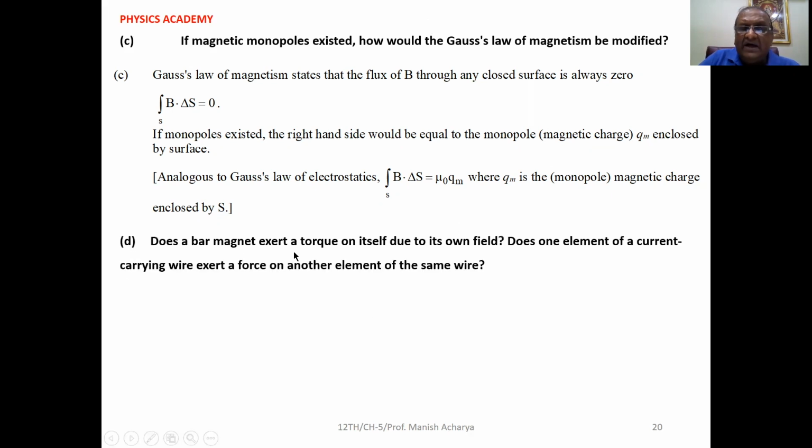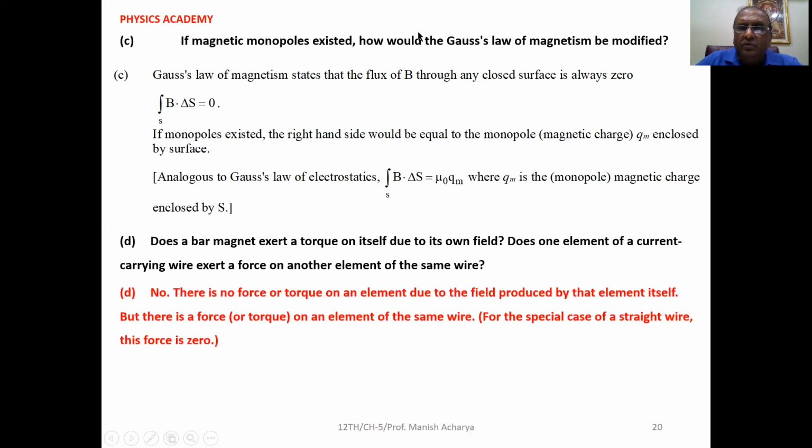Question D. Does a bar magnet exert a torque on itself due to its own field? No, it is not possible. Does one element of a current carrying wire exert a force on another element of the same wire? Yes, it is possible if the current carrying wire is not a straight wire. If it is a loop, or in any other shape, then definitely one current element exerts a force on another current element. Clear to all of you?